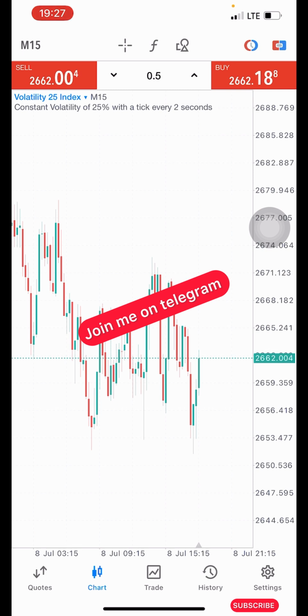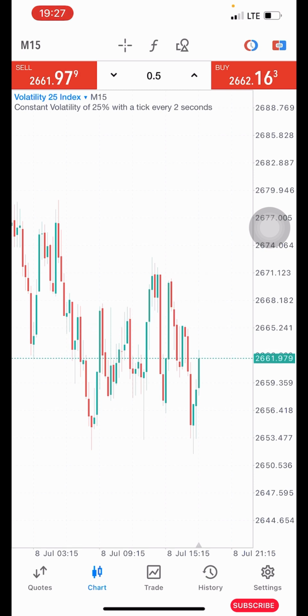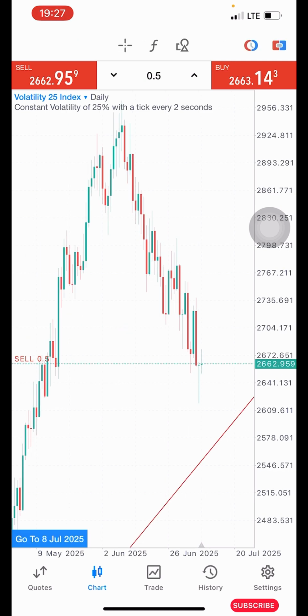I'll be heading to the daily time frame to do my overall analysis to know the direction of the market. Then after that, I'll be heading back to the 50-minute time frame here where I'll be taking my entry. Actually, I have an entry right now. I will just go in, take one position while I'll be explaining how and why I took this sell trade right now. So let's head back to the daily.